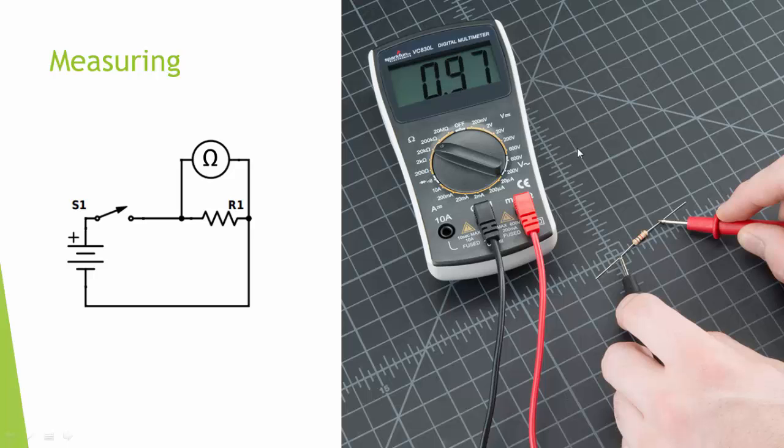0.97 what? Well, in order to figure that out, we have to go to the dial, and if we look closely, you can see K ohms. So that is 0.97 kilo ohms, or 970 ohms.